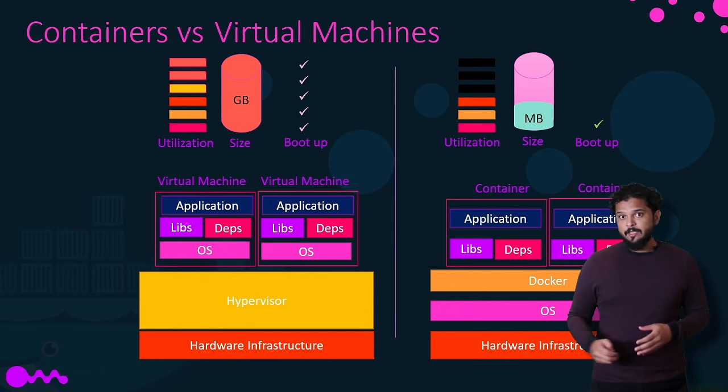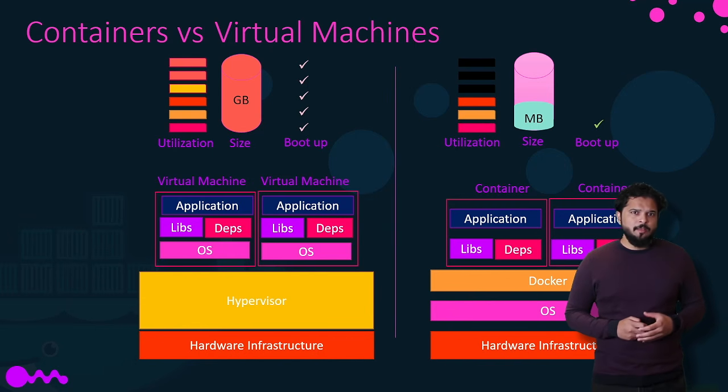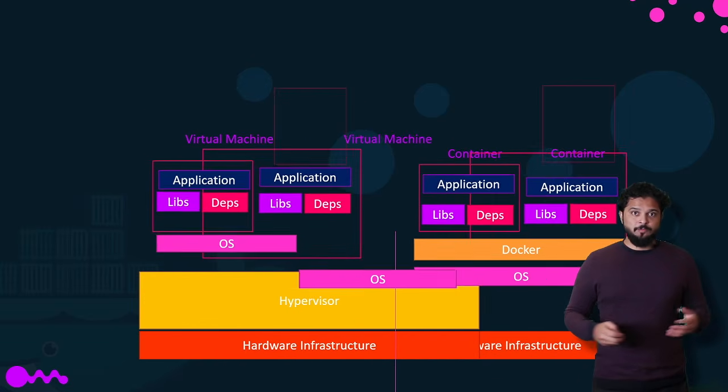Since VMs don't rely on the underlying OS or kernel, you can run different types of applications built on different OSs, such as Linux-based or Windows-based apps, on the same hypervisor. So those are some differences between the two. Now, having said that, it's not an either container or virtual machine situation. It's containers and virtual machines.